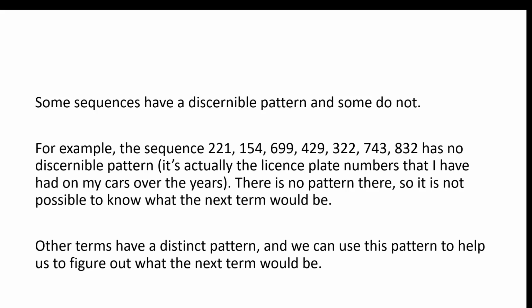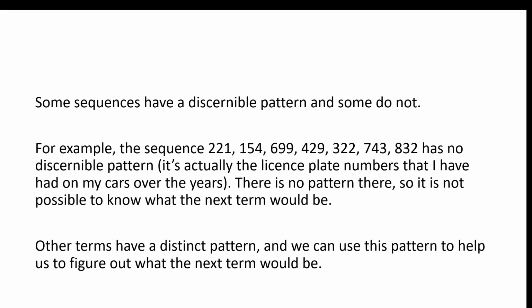Some sequences have a discernible pattern and some do not. The ones that have a discernible pattern are recursive, and a special subset of recursive sequences are arithmetic sequences. Some sequences, for example, the sequence 221, 154, 699, 429, 322, 743, and 832, have no discernible pattern. It's actually license plate numbers that I've had on my cars over the years. There's no pattern there, so it's not possible to know what the next term would be.